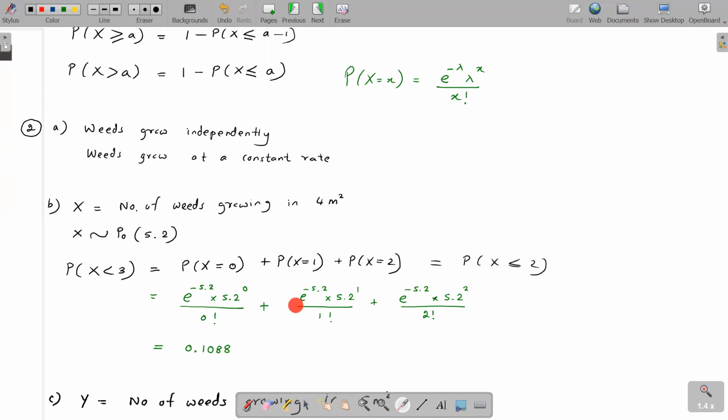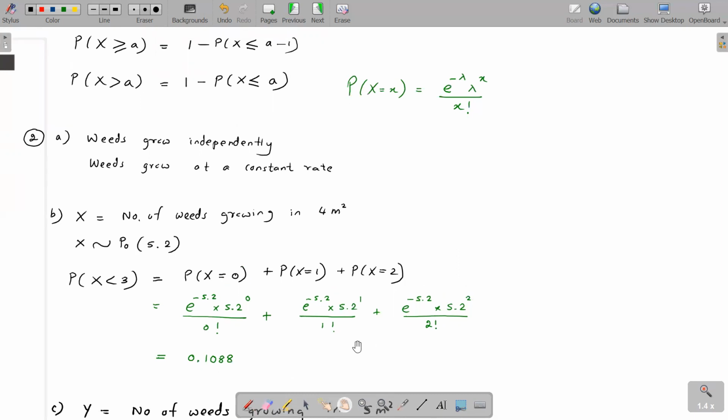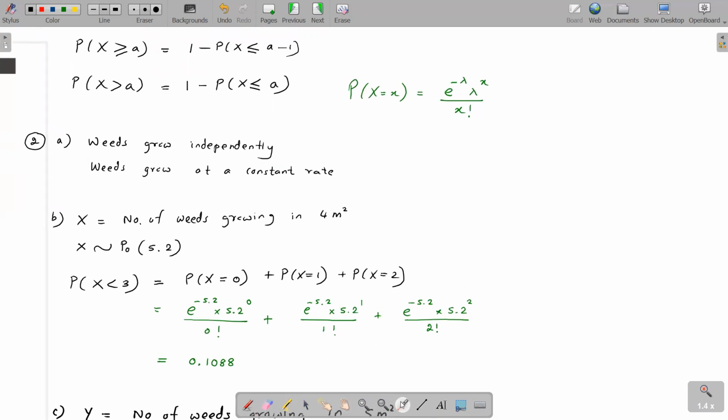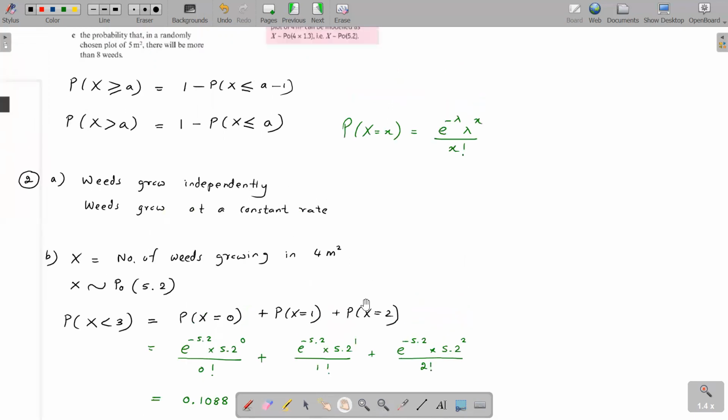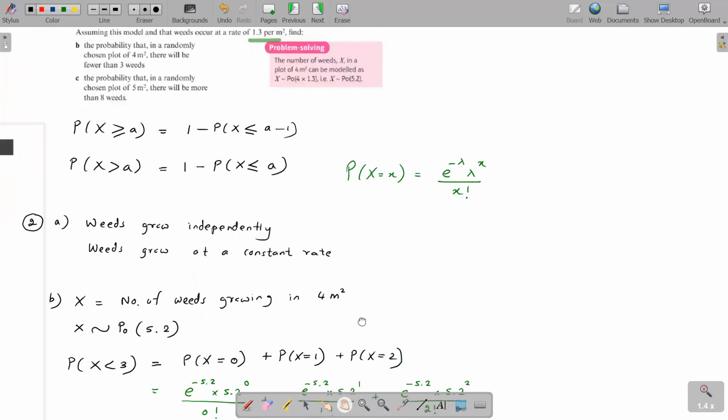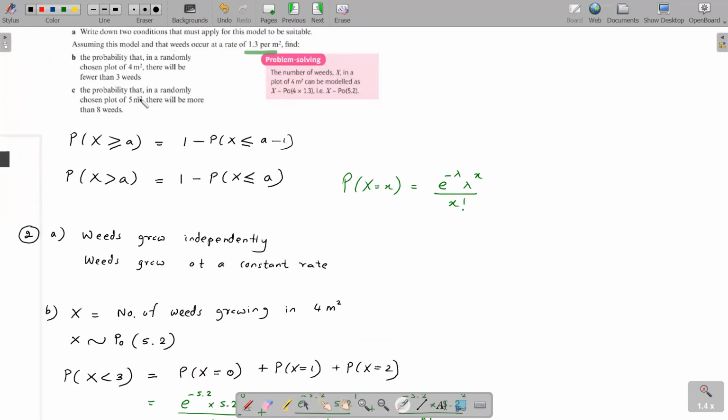You can see I've written all the individual probabilities for each one, and I've got the answer. That should be understandable, right? Because now you know from the previous exercise how to use these equations. So this part should be okay. All right, so I'll move on to part C.